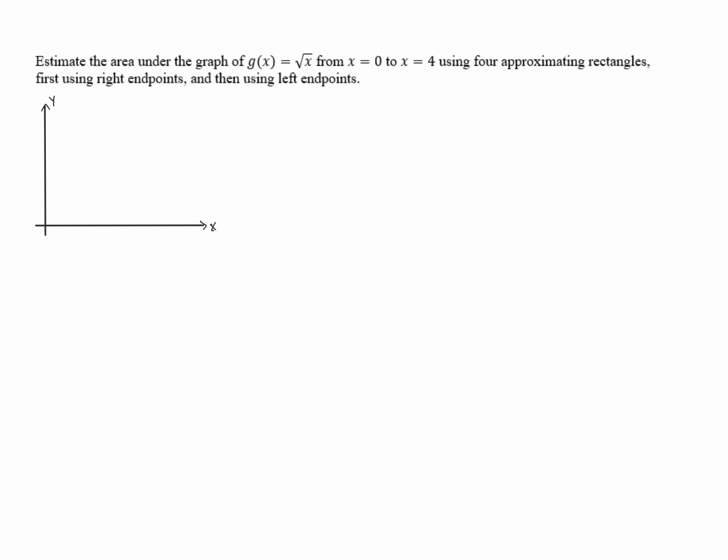Estimate the area under the graph of g of x equals the square root of x from x equals 0 to x equals 4 using 4 approximating rectangles, first using right endpoints and then using left endpoints.